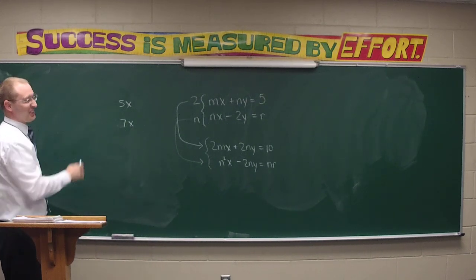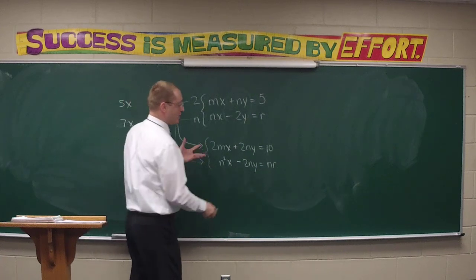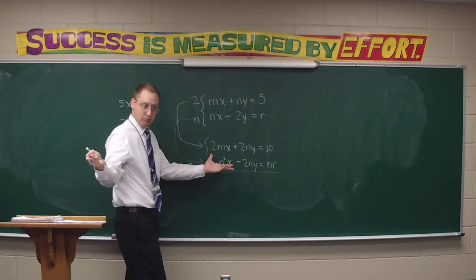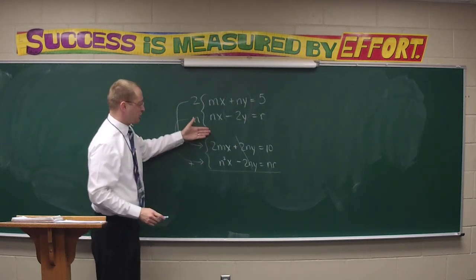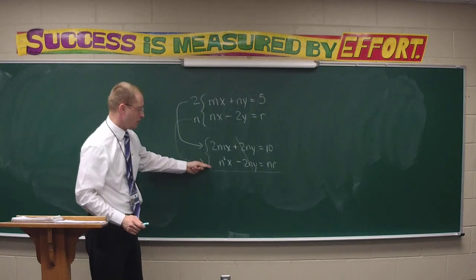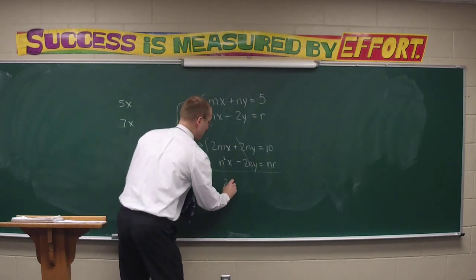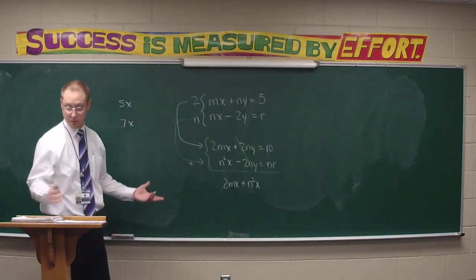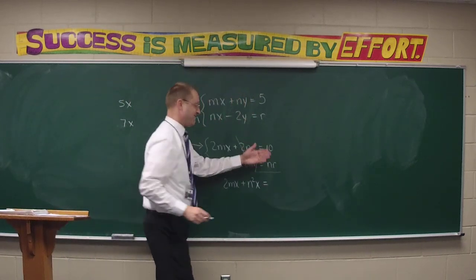So we're going to multiply by a 2 and an n. Genesis got it. And of course, when I add the equations together, plus 2ny, negative 2ny, cancel. Right here, though, I'm trying to add a 2mx and an n squared x. Are these like terms? Do you know what we get when we add them? 2mx plus n squared x. That's what we get when we add them. You know what we get when we add a 10 and an nr?